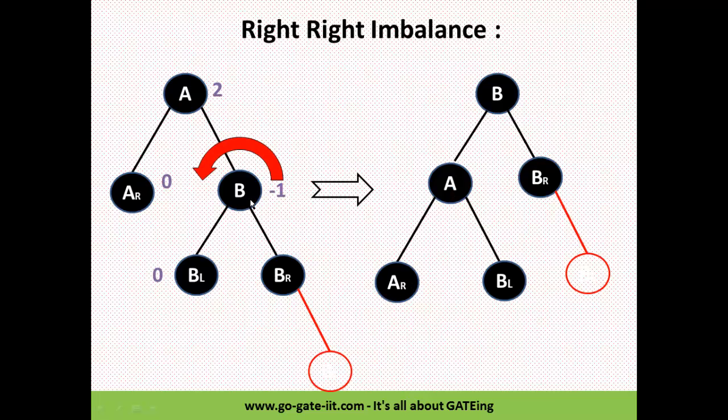BL, being the left hand side node of B, will connect to A on its right hand side. That means it is simultaneously satisfying the binary search property also. BL is greater than A, so it is on the right hand side, but it is lesser than B, that's why it is on the left hand side of B, and that's how we achieve the AVL tree property. You can notice here the height balance property is maintained.